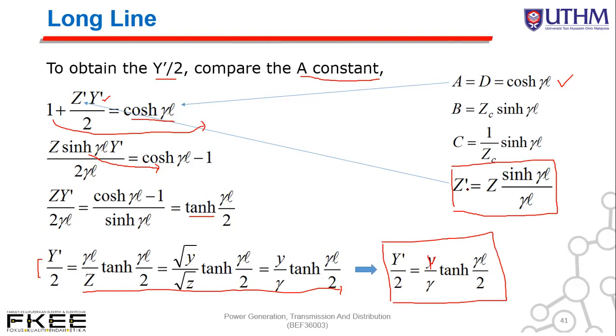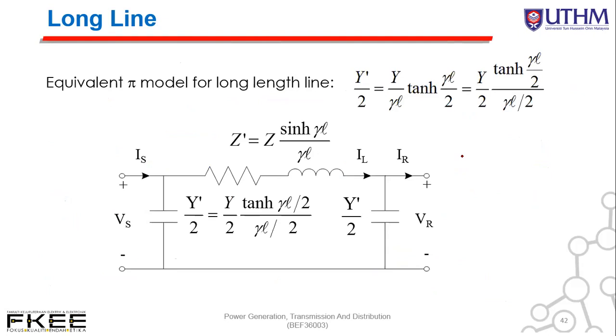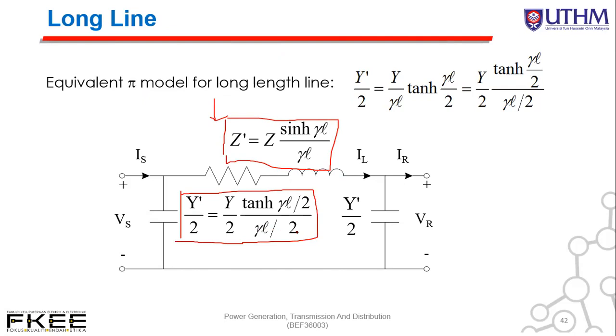So we have this Z prime and this Y prime over 2, so we can find what is A, D, B, and also C. Finally, the equivalent pi model for a long transmission line will be like this equivalent circuit. Z prime equal to Z sinh gamma L over gamma L. Y prime over 2 equal to Y over 2 times tanh gamma L over 2 divided by gamma L over 2.